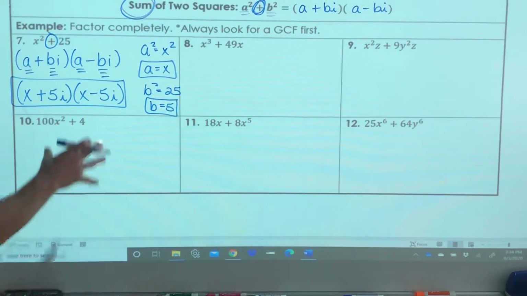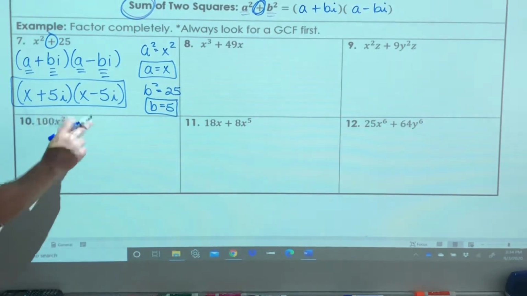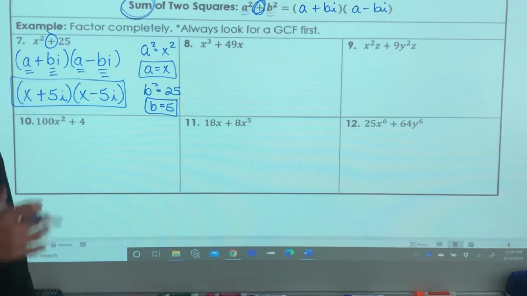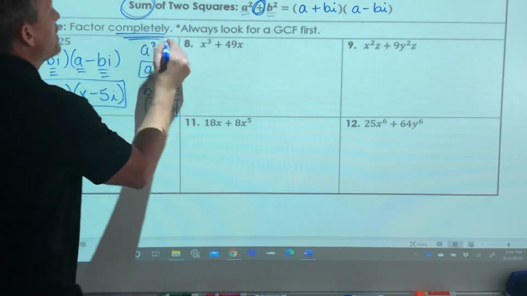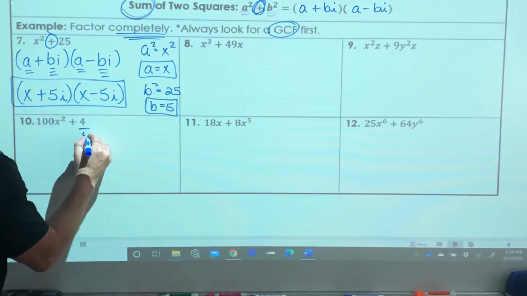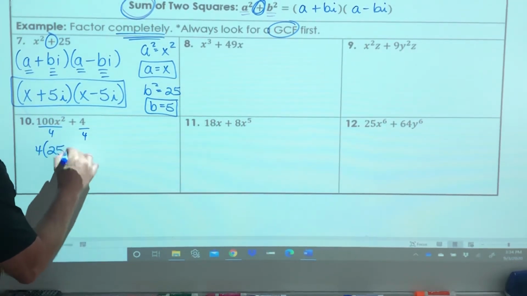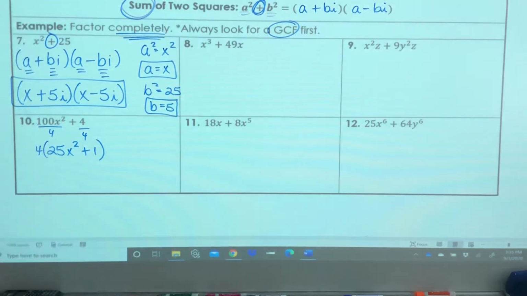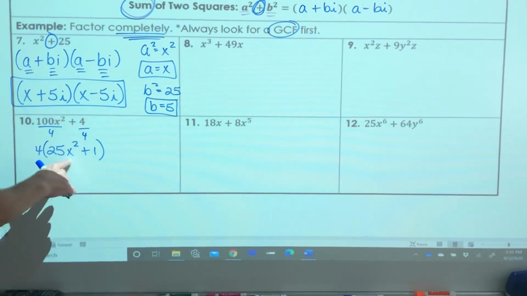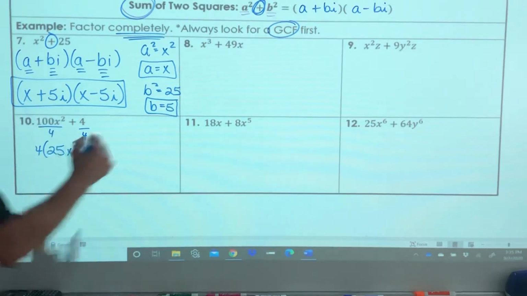Pretty straightforward. Let's do the one below, okay? This one, this is a perfect square, and this is a perfect square, and it's the sum, so we need to know that we have the i in there. Unfortunately, to factor these things completely, you always have to think GCF first. These things have a GCF, and that GCF is 4. That's pulled out. Is 25 still a perfect square? Absolutely. Is x squared still a perfect square? Absolutely. It's still the sum, didn't change that, and 1 is a perfect square as well.